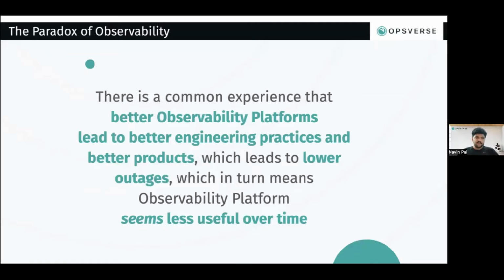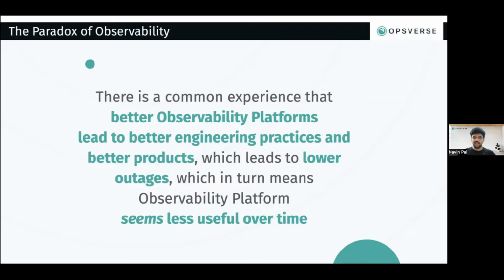And this is the other side of the paradox of observability, right? This is a common experience that we've seen with a lot of companies that we've spoken to and work with, where we've noticed that a lot of teams, when they spend time building out great observability platforms, or again, tailoring observability platforms that work for their use cases, then as a whole, these end up being the organizations that have better engineering practices, which in turn obviously leads to better products. And better products usually have lower outages. And if they have lower outages, because they're already always observing the system, they know how to right scale their applications as well, they know how to take care of things, which means again, the use of the observability platform starts to feel less over time, right?